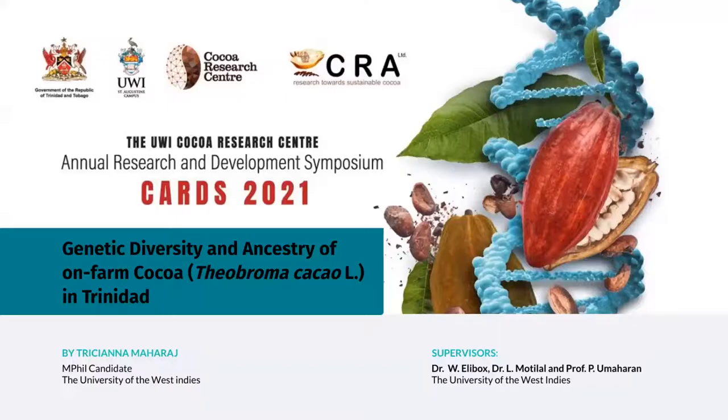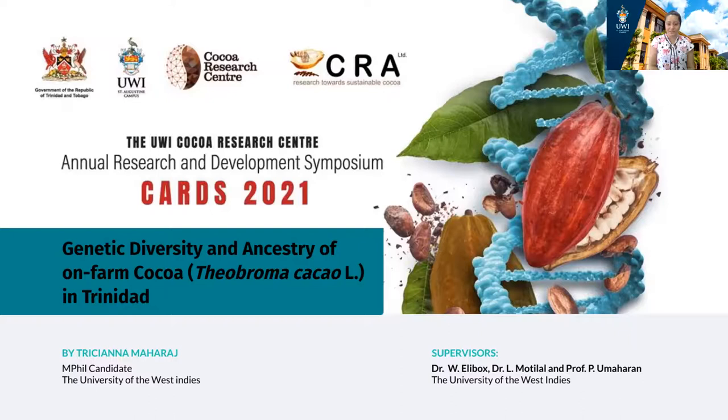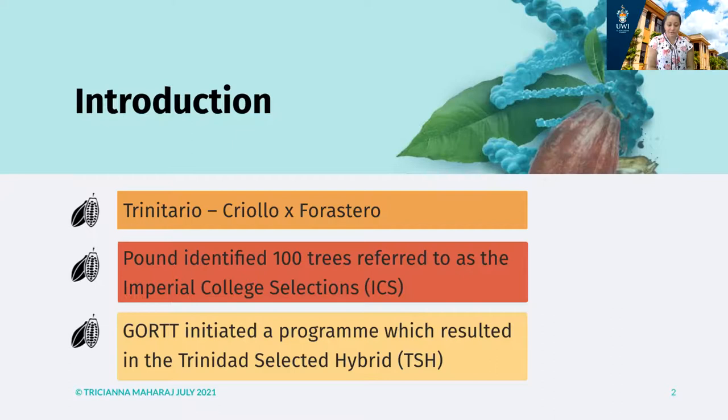Good morning, everyone. My name is Trinidad Maharaj, and my project is entitled Genetic Diversity and Ancestry of Unfarmed Cocoa in Trinidad. Okay, so I'm just going to give a brief introduction on the genesis of Trinitario in Trinidad and to introduce some terms like ICS and TSH.